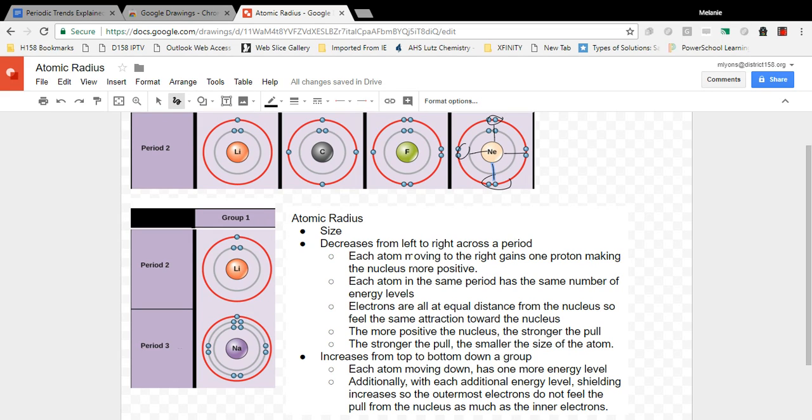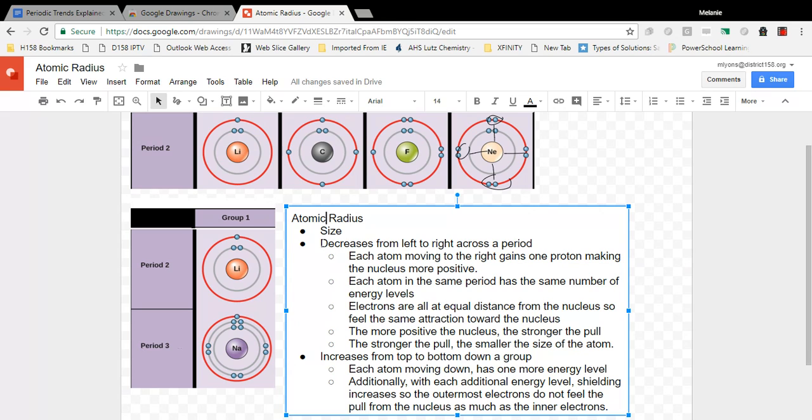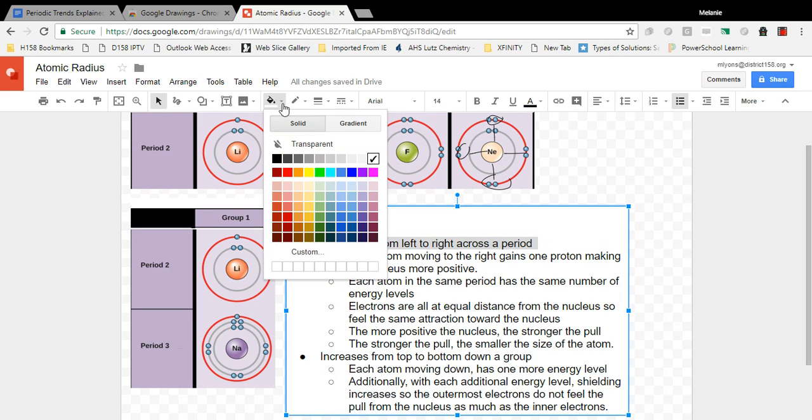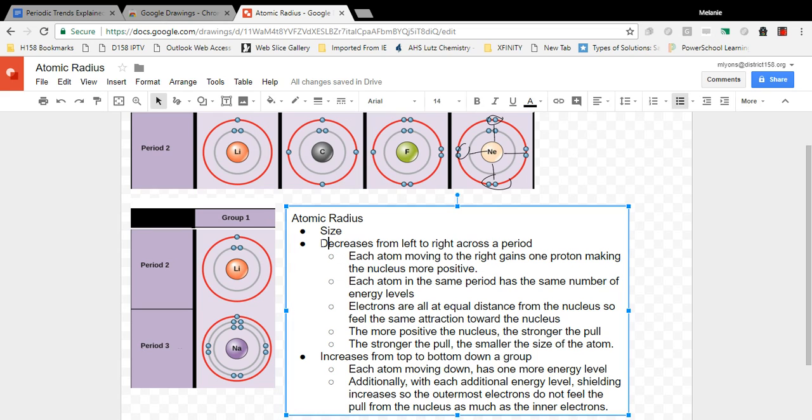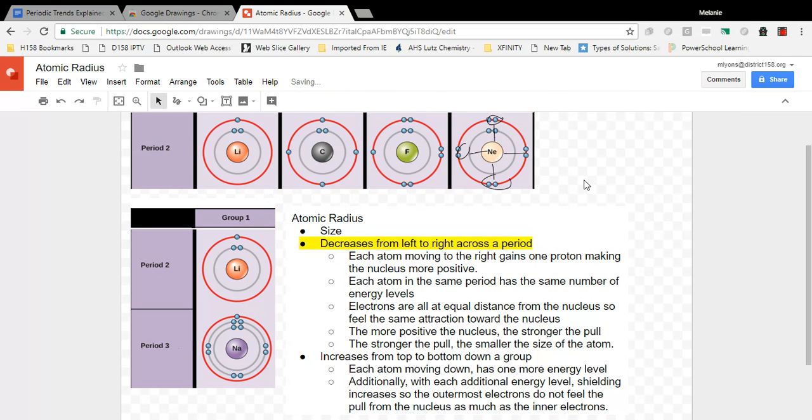So the big point that we want to know is that atomic radius decreases as we move from left to right across a period. There we go. That's the important thing.